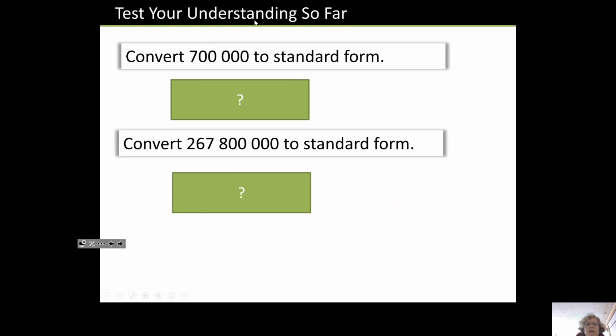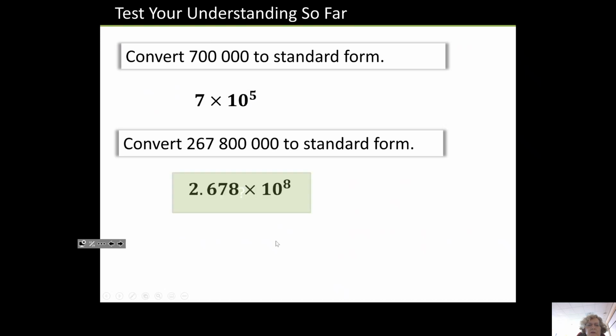Okay, right. So a couple for you to try. So pause the video here, write those 2 in standard form. Okay, welcome back. For the first one, you should have 7 times 10 to the power 5. And for this next one, you should have 2.678 times 10 to the power 8. Okay, if you've got those right, you are fine to carry on.